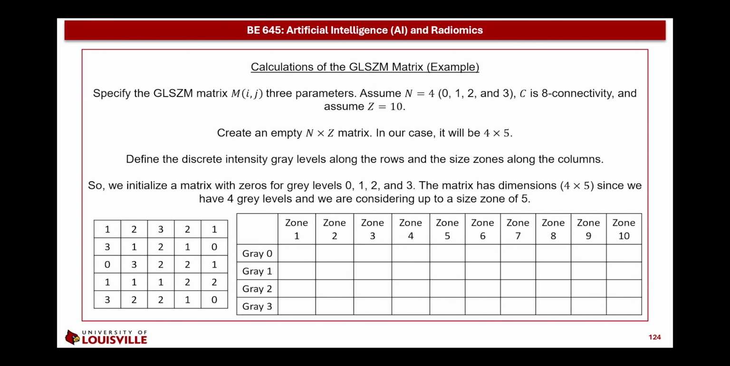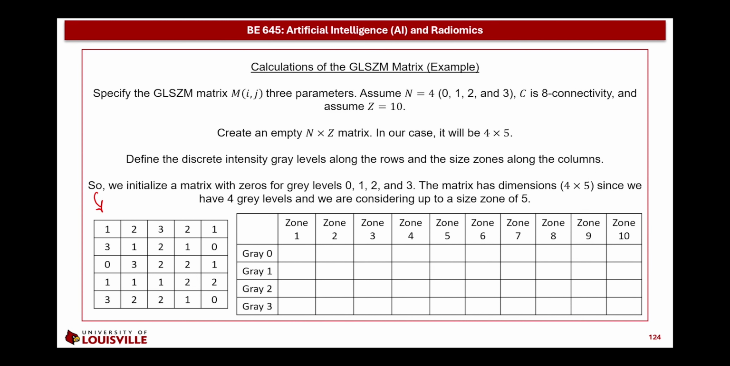Now we need to build a matrix M, which represents the size zone matrix, and we need to define the 3 parameters initially based on the given matrix. So n in this case will be 4, because the maximum value is 3, so we add 1 to that number to become 4. For C, we determine whether we need to consider the diagonal connections or not. If so, we select 8, and if not, we select 4 for only horizontal and vertical connections.